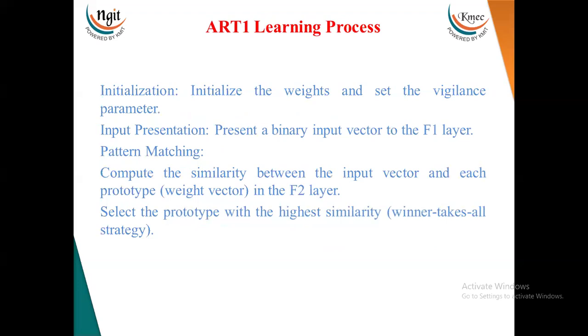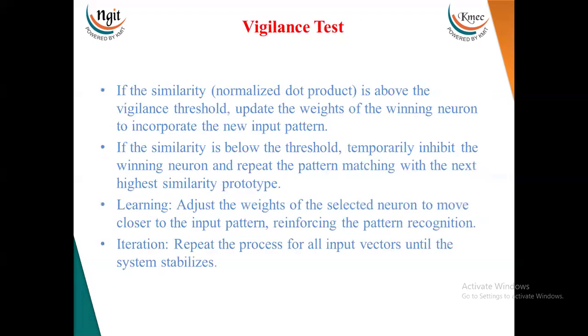So the learning process will consist of the following phases. One is initialization, input, and computing the similarity pattern matching between the input vector and each prototype. So initialize the weights and set the vigilance parameter. Present a binary input vector to the F1 layer. In the pattern matching, you have to compute the similarity between the input vector and each prototype with the help of the weight vector in the F2 layer. So this is a winner-takes-all strategy, meaning whoever gets more points will be the winner.